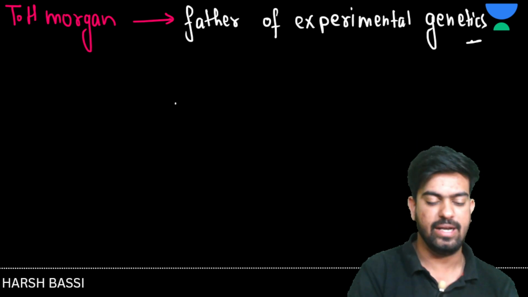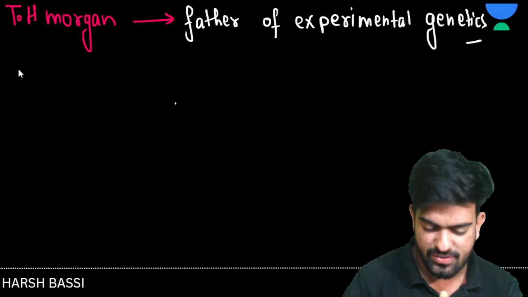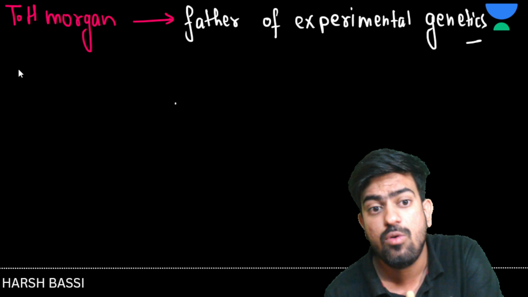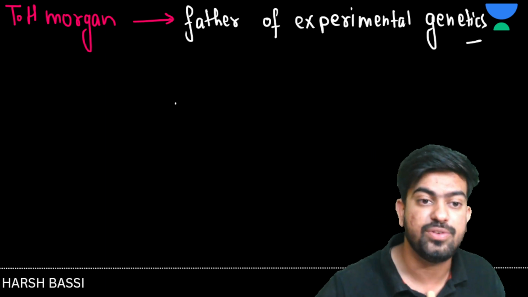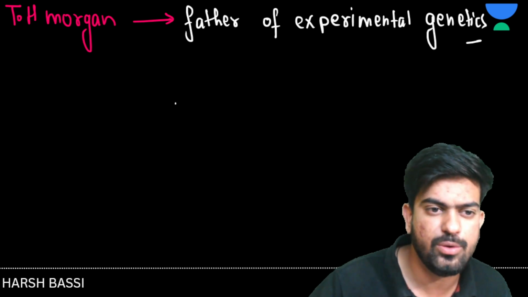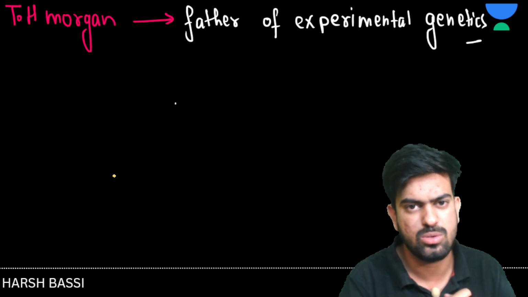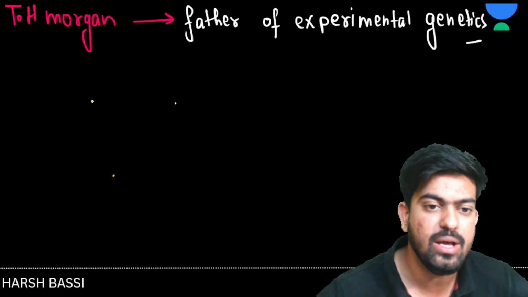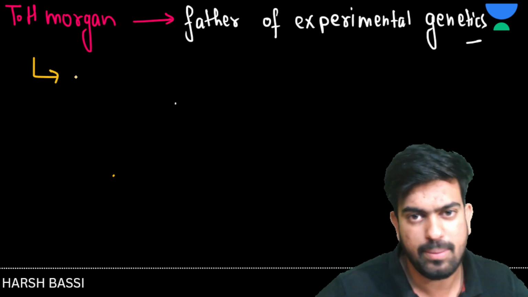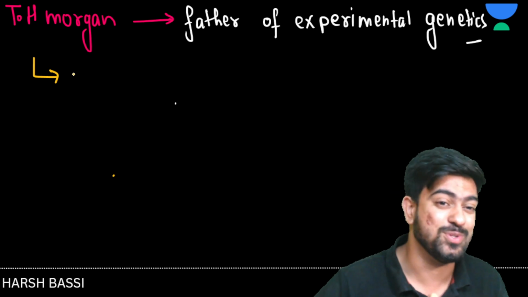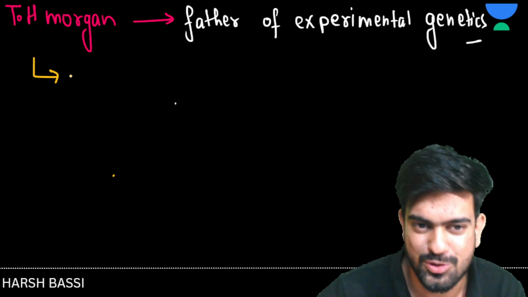Okay, great. Now, if I talk about this father of experimental genetics, let's check what actually T.H. Morgan did, like how he proved the chromosomal theory of inheritance and how they got the term linkage and all those things. So everything we are going to discuss. Okay, so first of all, T.H. Morgan took an organism whose name is Drosophila, that is fruit fly.